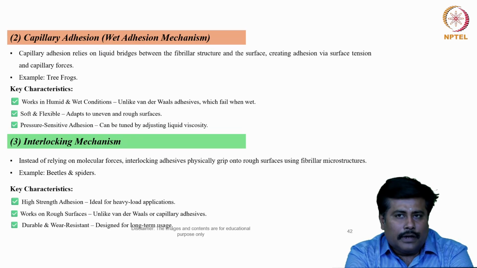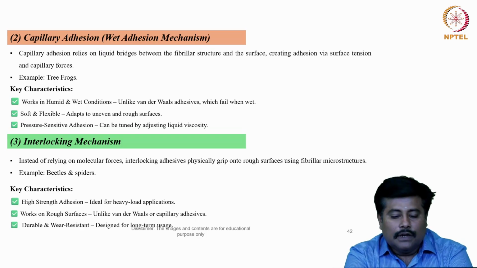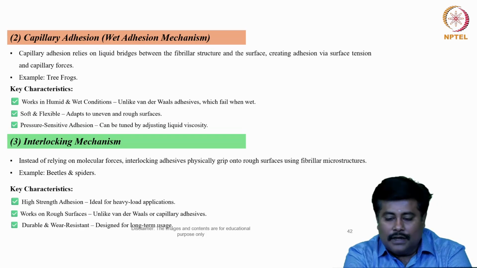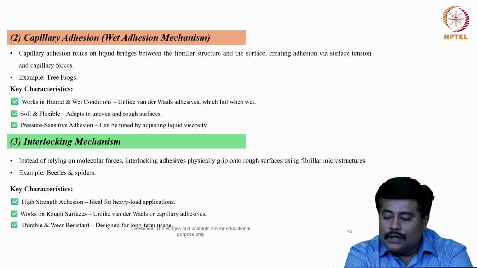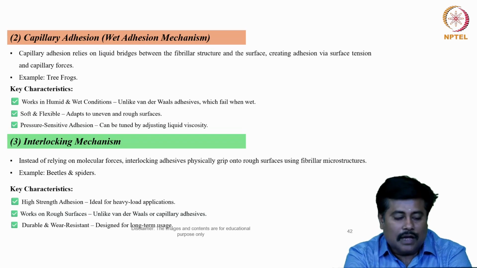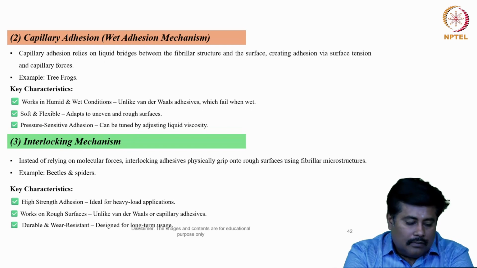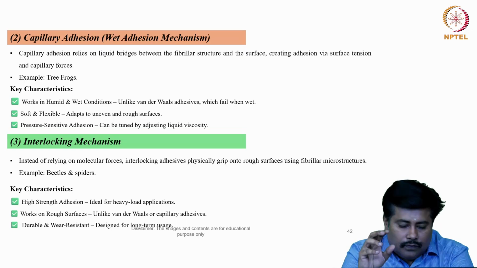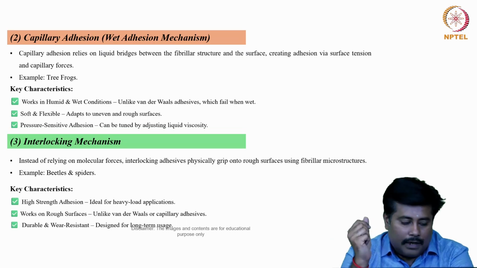When we look into the interlocking mechanism, instead of relying on molecular forces, interlocking adhesives physically grip onto rough surfaces using a fibrillar microstructure. Some examples of such interlocking mechanisms are beetles and spiders. Some of the key characteristics involved are high strength adhesion, so ideally it is used for heavy load applications.